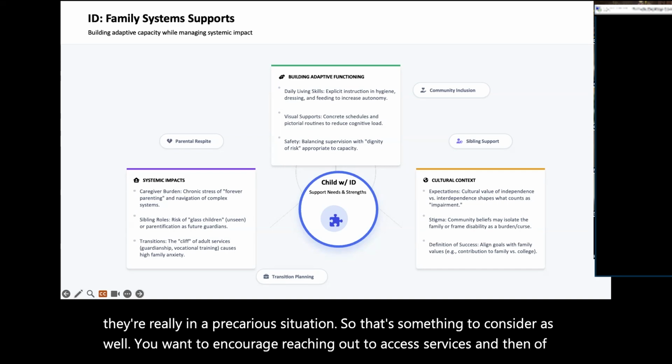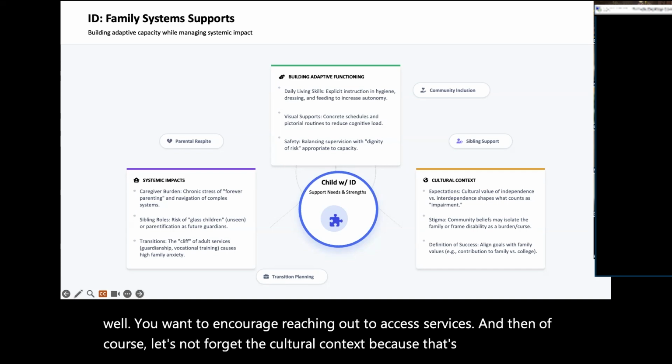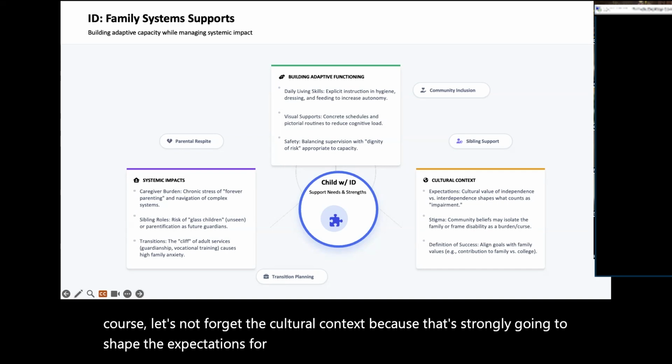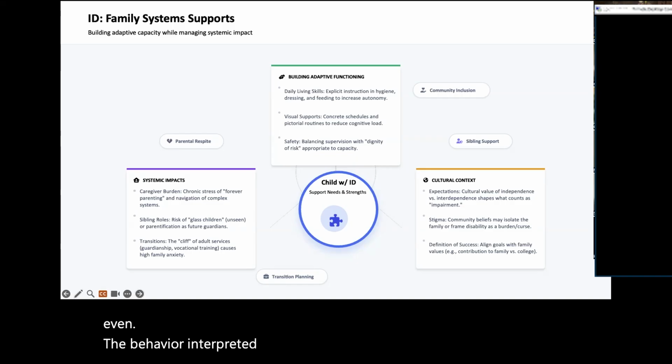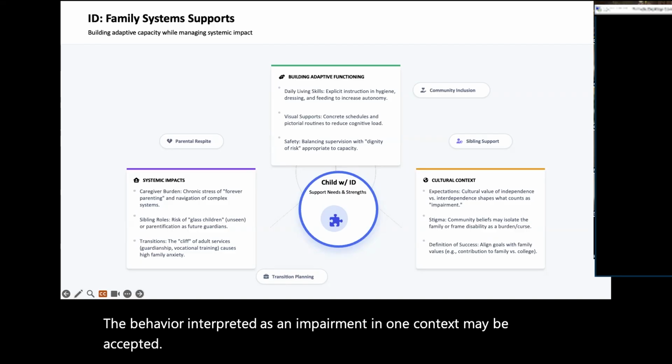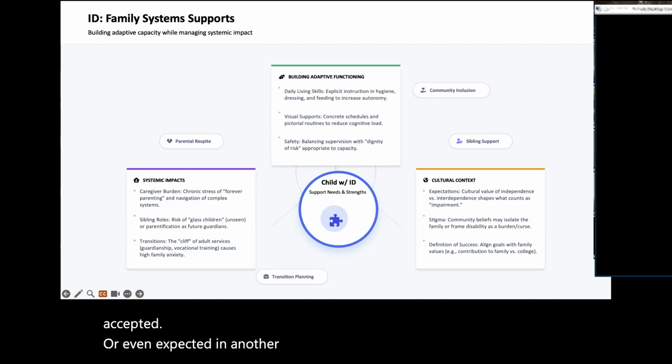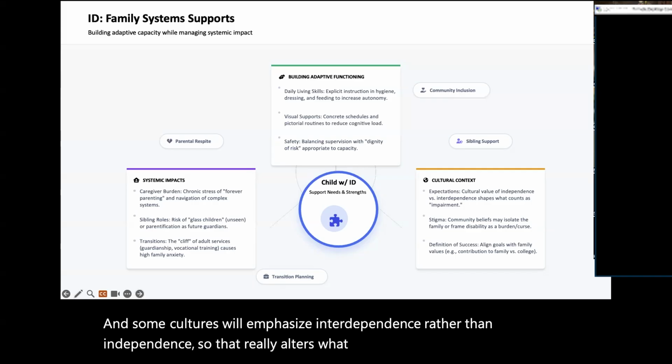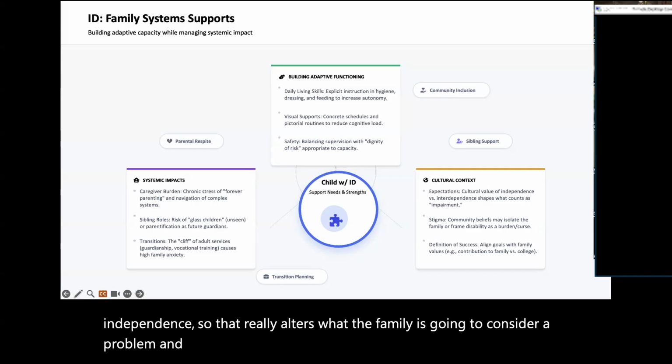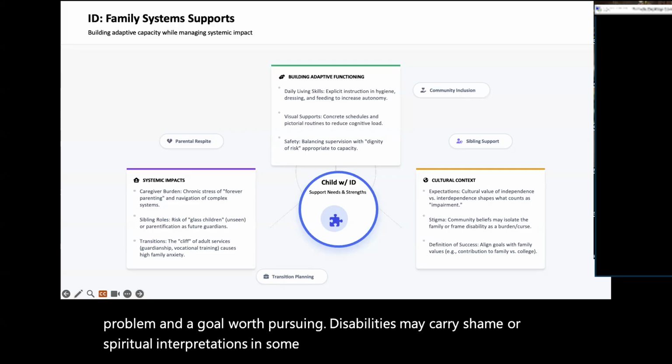And then, of course, let's not forget the cultural context because that's strongly going to shape the expectations for independence and care roles and social value, even. The behavior interpreted as an impairment in one context may be accepted or even expected in another. So you have to contend with the social culture. And some cultures will emphasize interdependence rather than independence. So that really alters what the family is going to consider a problem and a goal worth pursuing. Disabilities may carry shame or spiritual interpretations in some communities, and that will limit the self-seeking behaviors.